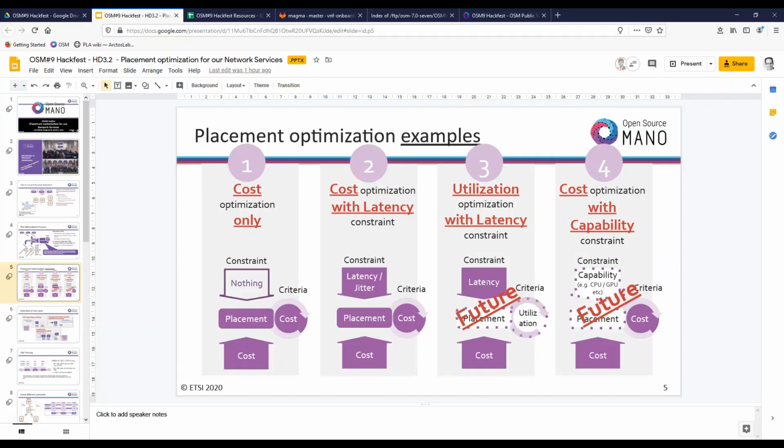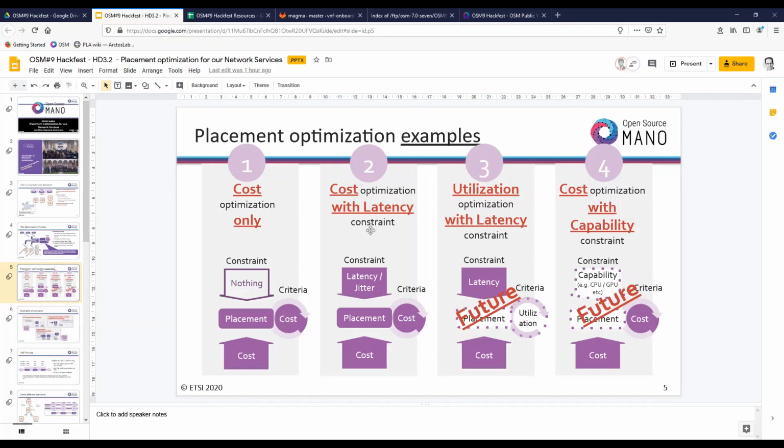A bit of examples on what we have here. If we start from the left side, we can do cost optimization only. That means we don't put any specific constraints on the network service. We just want this to run as cheap as possible. This is what we will try out in the hands-on part.